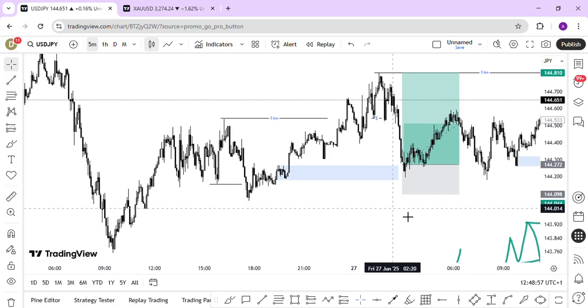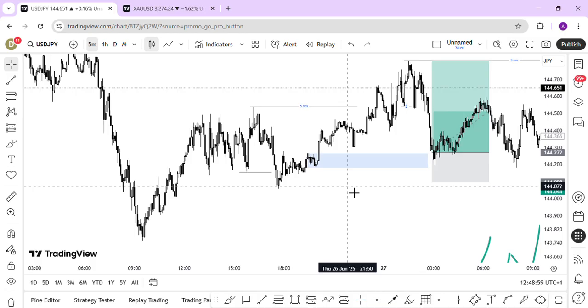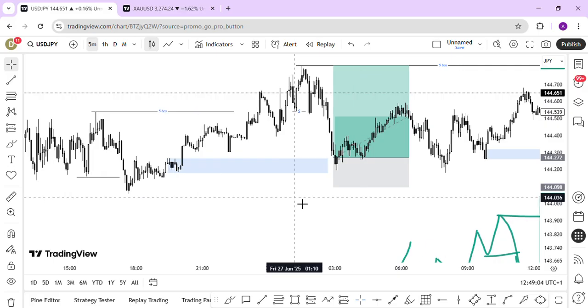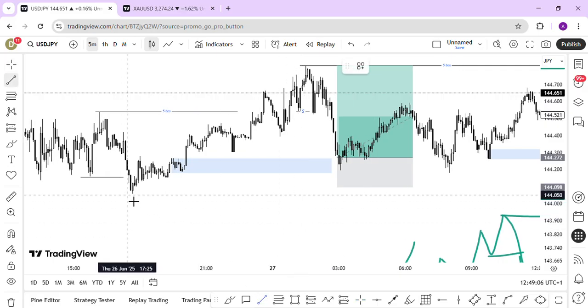So look at this. This is what I noticed when this market got to this level. I discovered that, okay, the market has already broken this level. Where is my trading range? This is my trading range. This is my low.